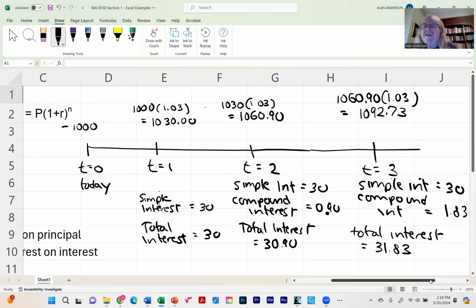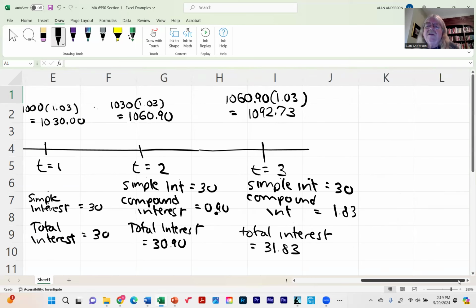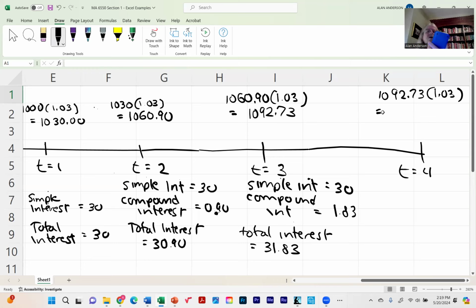So you can see what's happening now. The simple interest is exactly $30 a year. That'll never change. It's the compound interest that will grow because it's being based on a larger and larger balance. And then finally, at the end of the fourth year, we're going to have, as we predicted, 1125.51.